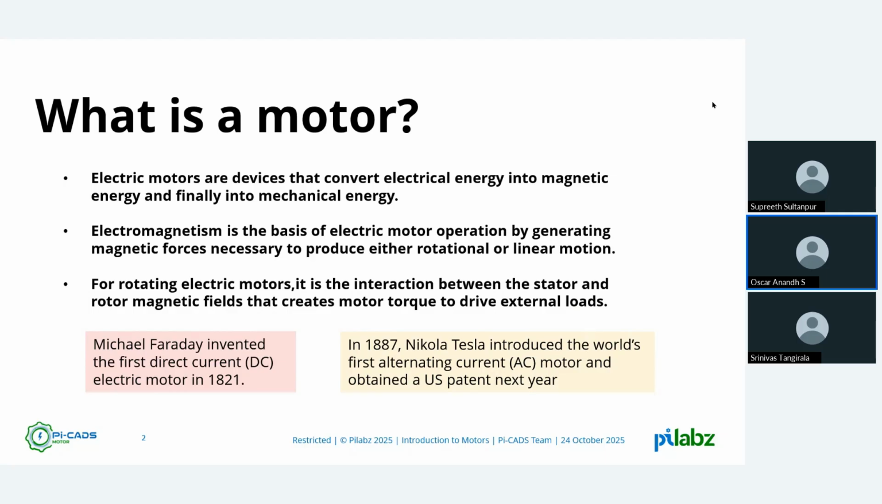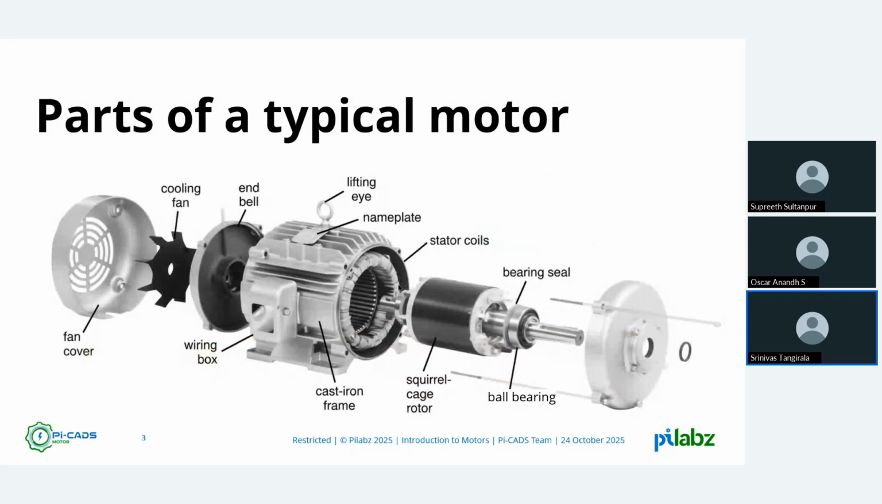And the second slide, we'll have an overview of the parts of a motor. What are the parts in a motor? Basically, motors were invented some 140 years ago. The AC motor was invented by Nikola Tesla, and the DC motor some 200 years ago was invented by Michael Faraday. So continue, Oscar.